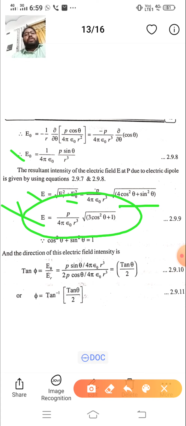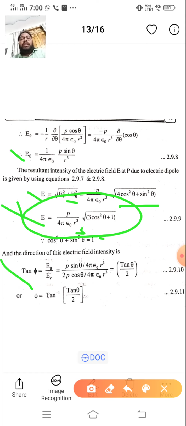Cos theta plus sin theta, already we know that the equation of cos theta plus sin theta equals 1. Hence, finally we get the E value that equals P by 4 pi epsilon naught R cube into under the root of 3 cos theta plus 1. And the direction of the electric field intensity can be written as tan phi equals E theta by ER.